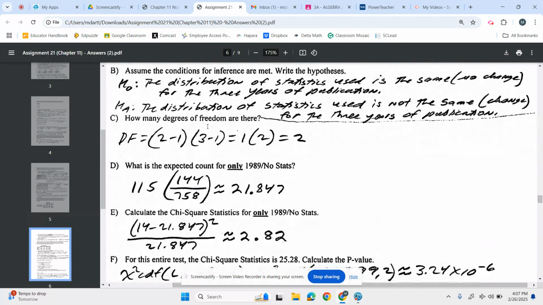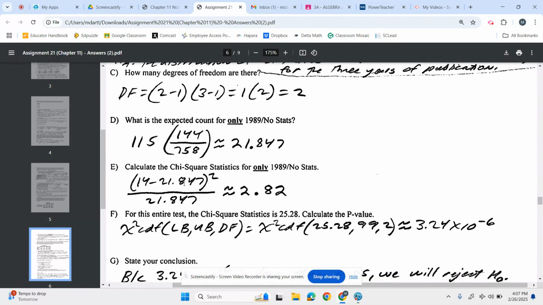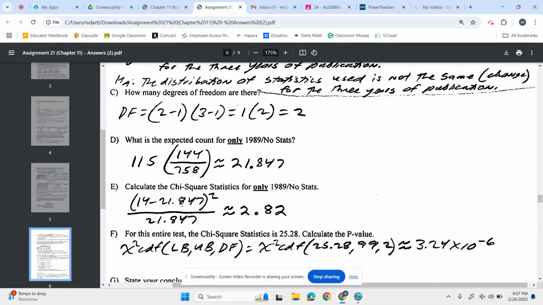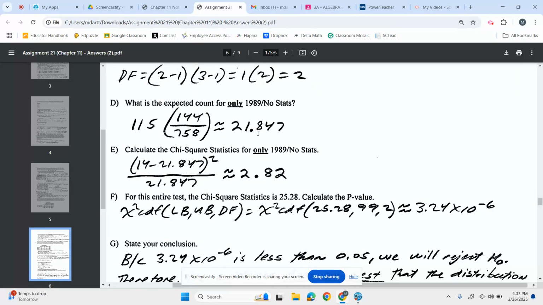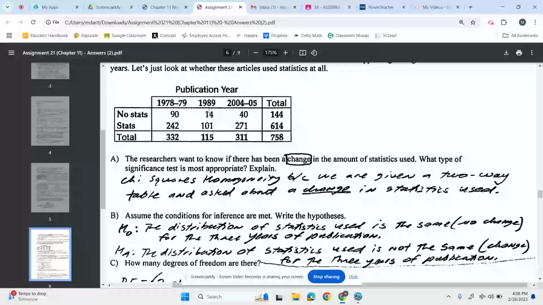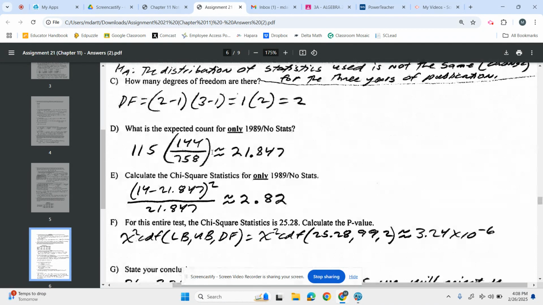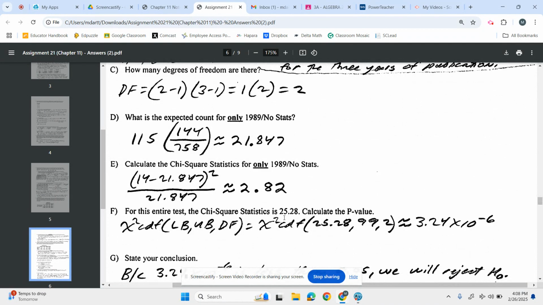So the equation, remember, is observed minus expected squared over expected. Well, the observed was 14. So that's where the 14 comes from. The expected is right here. So observed minus expected squared over expected, and you get 2.82. This would be the chi-squared statistic for only this area. Now, if I wanted to find it for the whole thing, I would have to find all 6 of these here, here, here, here, here, here, and add them together, which I went ahead and did for you, and I got 25.28.